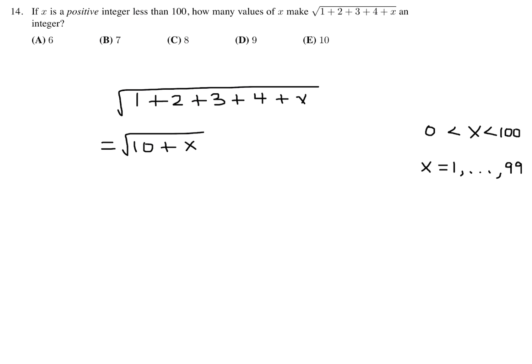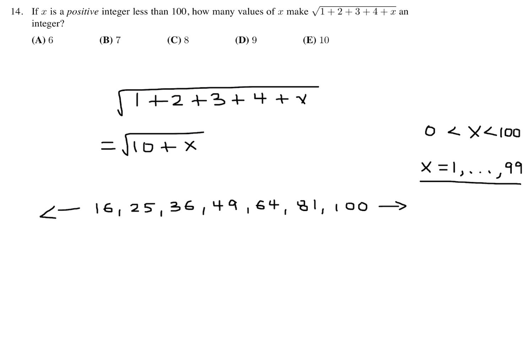So first and foremost, I'm going to write out what are the numbers that if you put them underneath the square root sign would become an integer. And those, of course, are numbers that are perfect squares. So numbers like 16, 25, 36, 49, 64, 81, 100. Now I don't need to go beyond this or less than that because my range for x is only from 1 to 99. So for each of these perfect squares, what would x be?